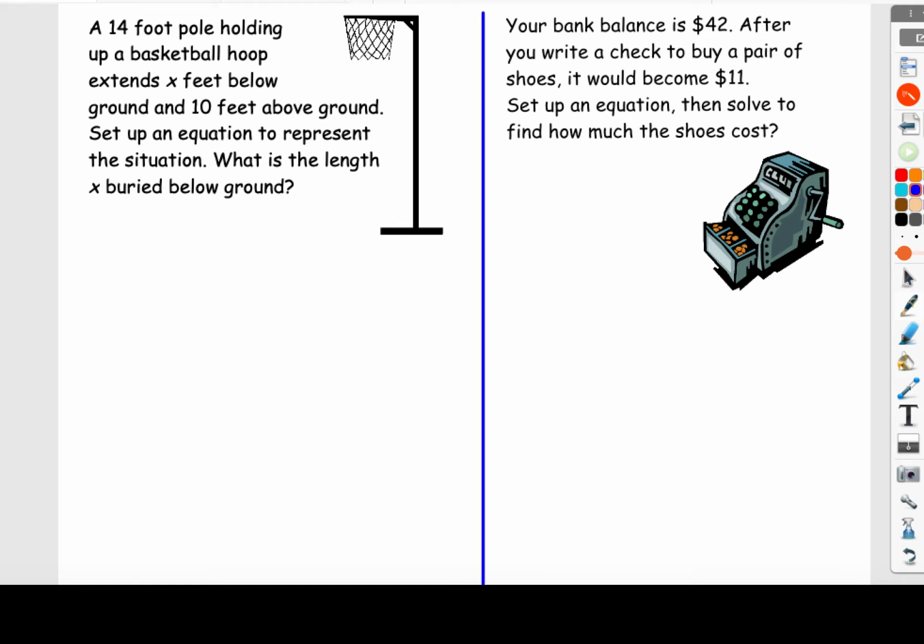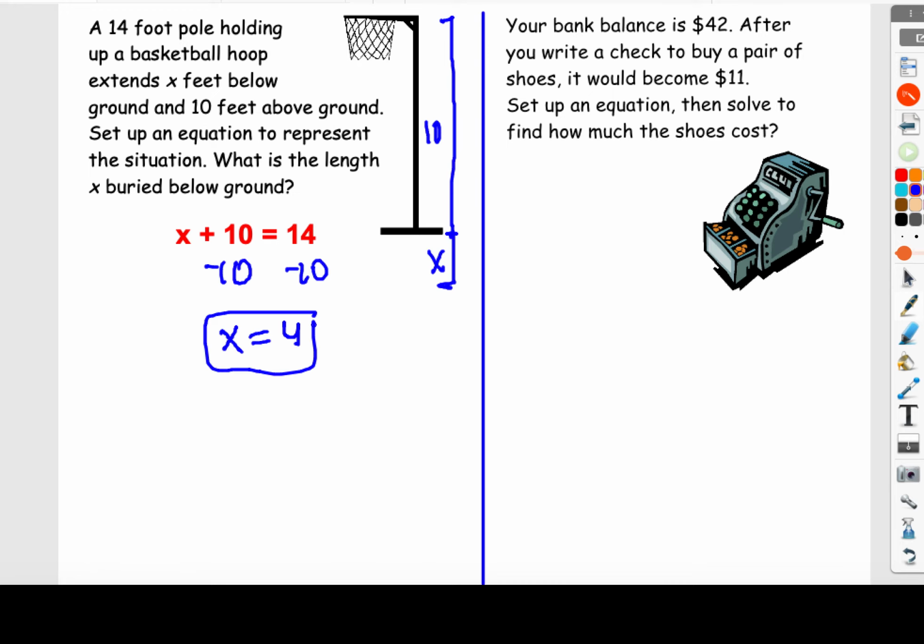Remember to stay balanced. Final two problems, just a couple of word problems, and I think we can do these fairly quickly, so I'm going to tear through them here. You've got a basketball pole. It's 14 feet long, but realize the pole is going to go into the ground a little bit. So we know that we've got x feet below the ground, and we know we've got 10 feet above the ground. So if we write an equation, x plus 10 should equal the grand total of 14 feet long for that pole, which means if I subtract 10 from both sides, x equals 4. And we know that 4 feet of that pole are underground.